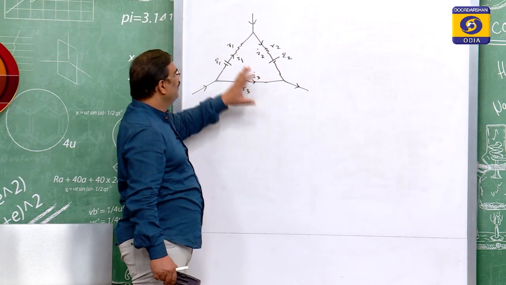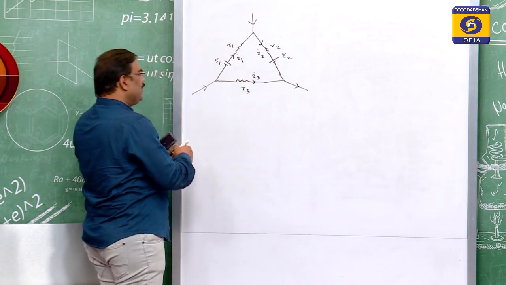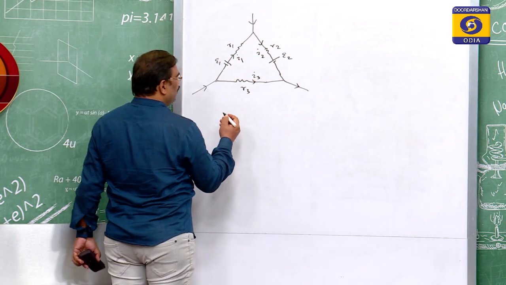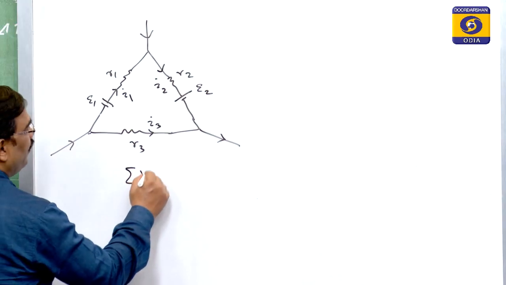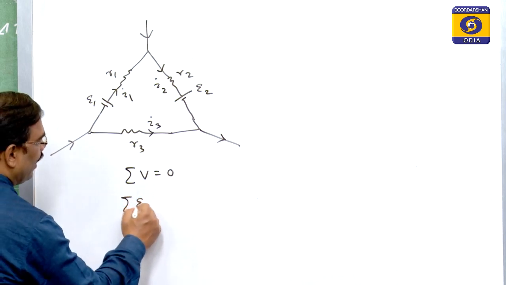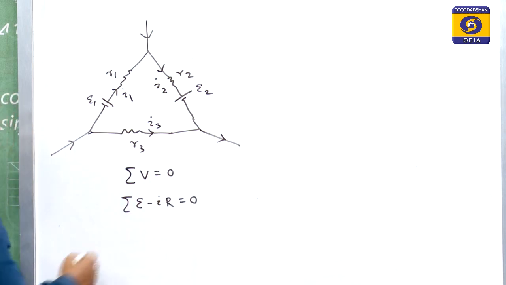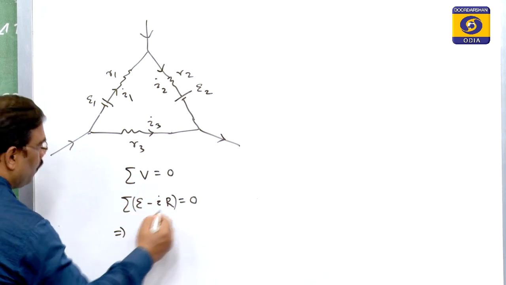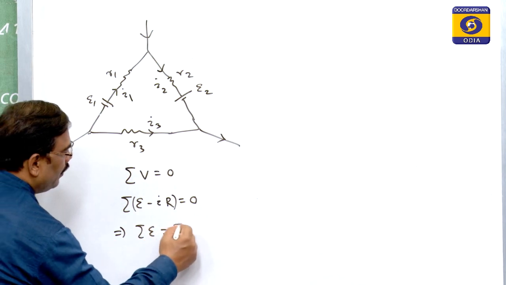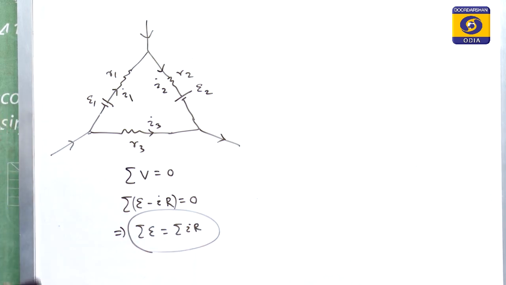We can apply Kirchhoff's second law inside this mesh, and what Kirchhoff's second law is telling us is that the sum of V equals 0. What is my V? V is E minus IR, equal to 0, or summation E equals summation IR. So, this is the meaning of Kirchhoff's second law.